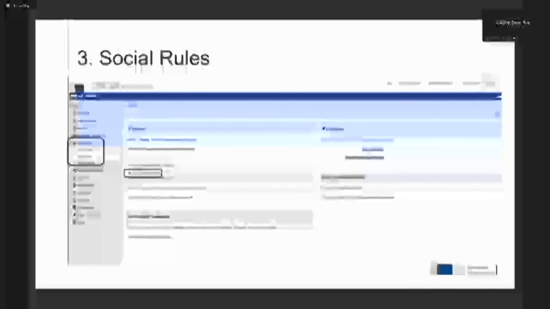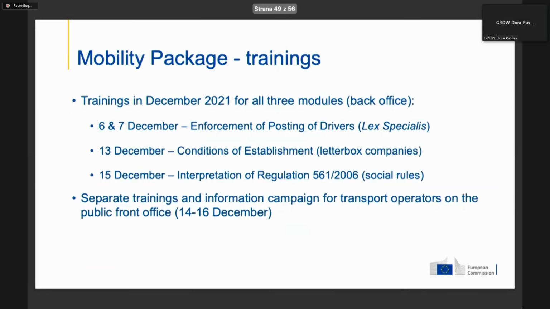Je vais m'arrêter là maintenant. On peut peut-être passer à la dernière diapo.